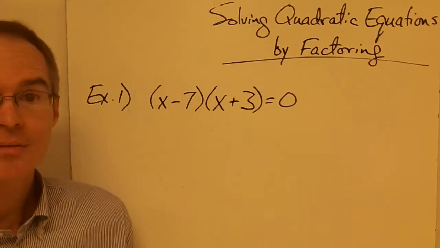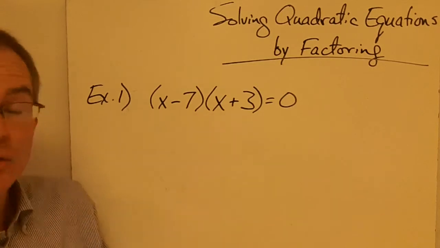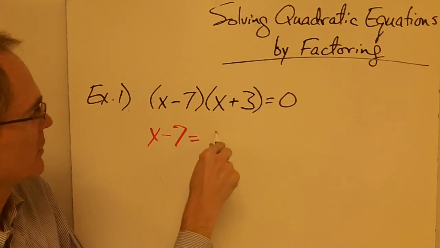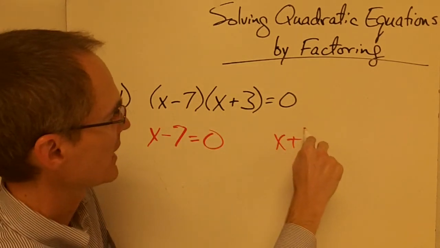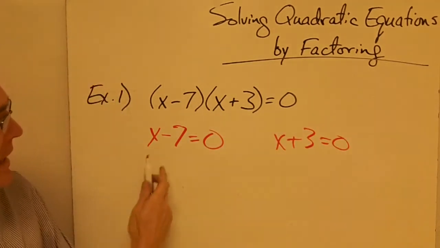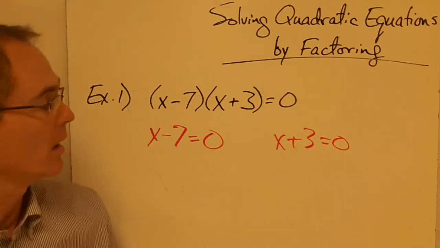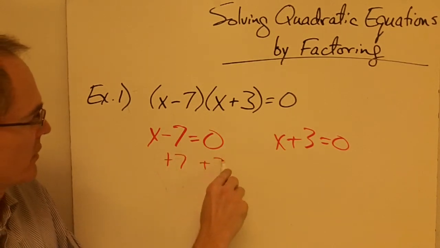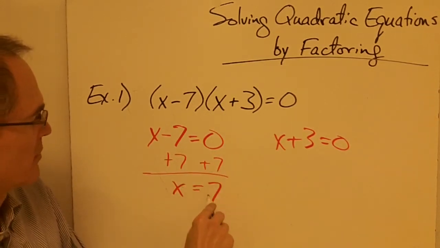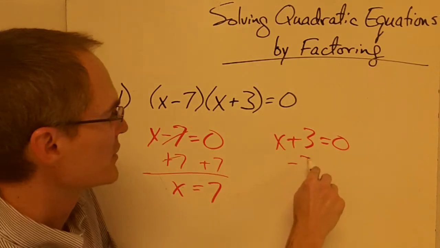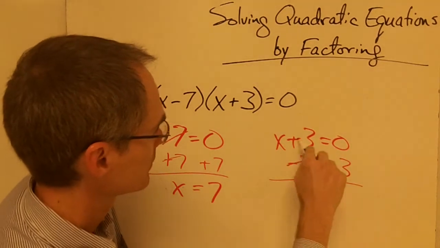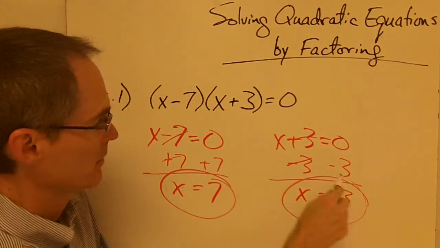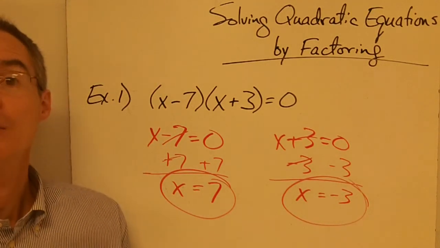All I need to do now is my second step, which is to set each one of my factors equal to 0. So x minus 7 equals 0. X plus 3 equals 0. Now I've got two fairly simple algebraic equations to solve. And for this one, I just add 7 to both sides. That gives me x equals 7. For this one, I subtract 3 from both sides. And that gives me x equals negative 3. And I've just solved that quadratic equation.